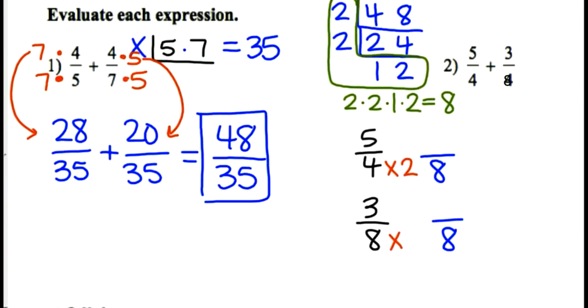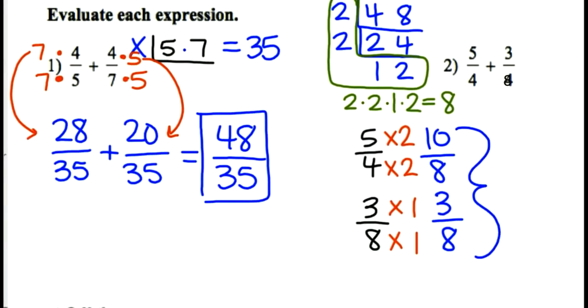What I do on the bottom, I have to do on the top. 8 times 1 will give me 8 as an answer, and I'm going to do the same thing to the numerator that I do to the denominator. So the first fraction, 5 times 2 is going to be 10, and 3 times 1 is going to be 3. Now all I have to do is add these two together.